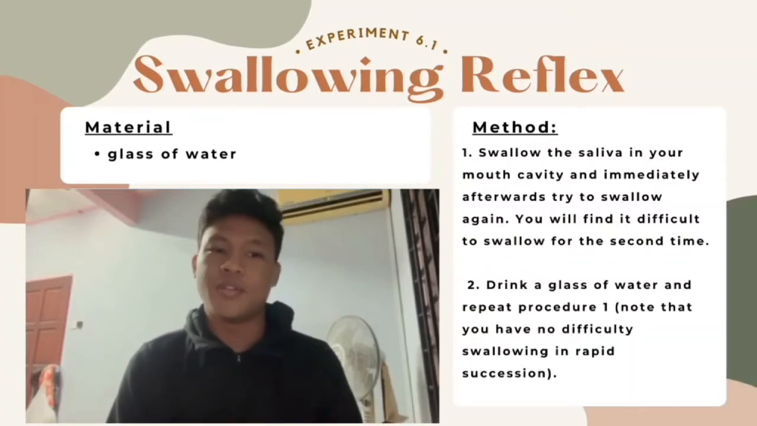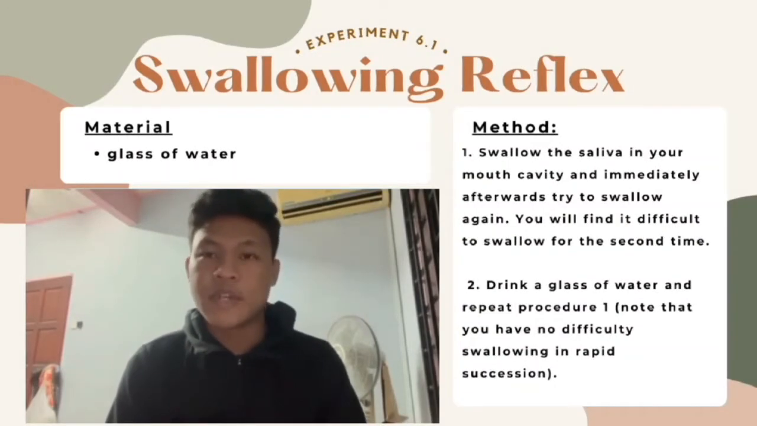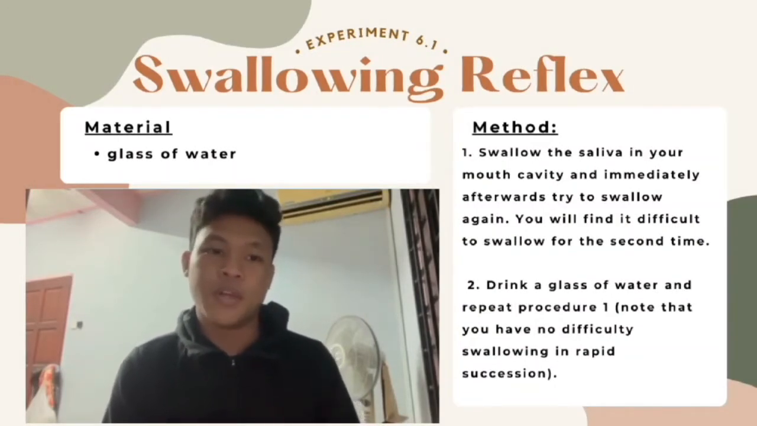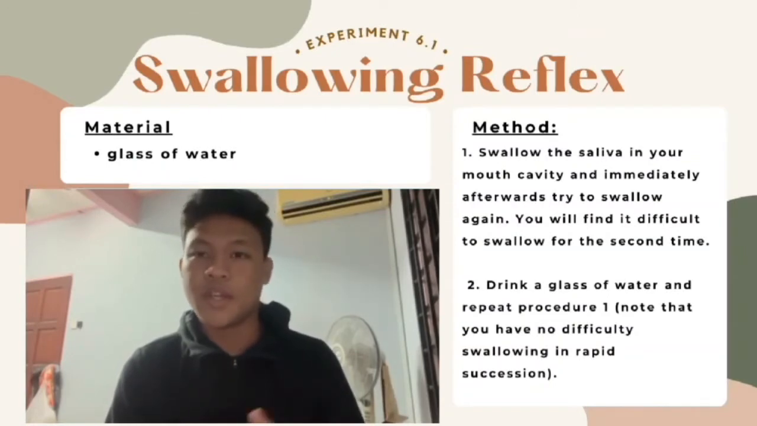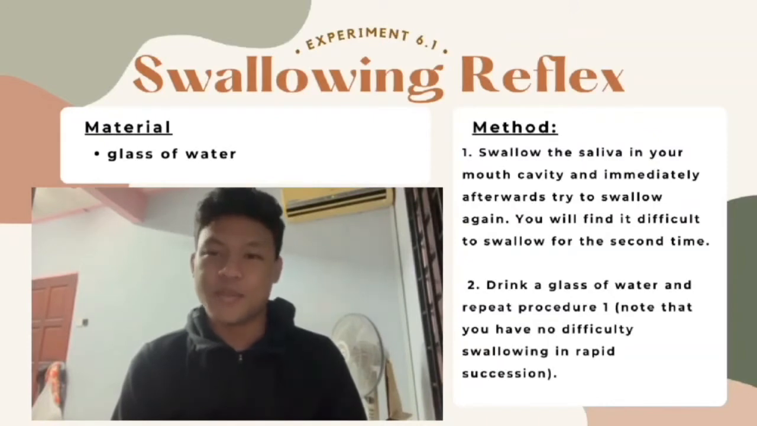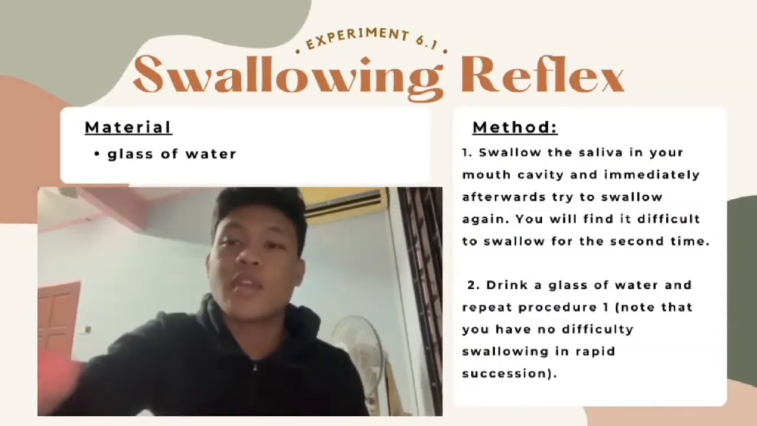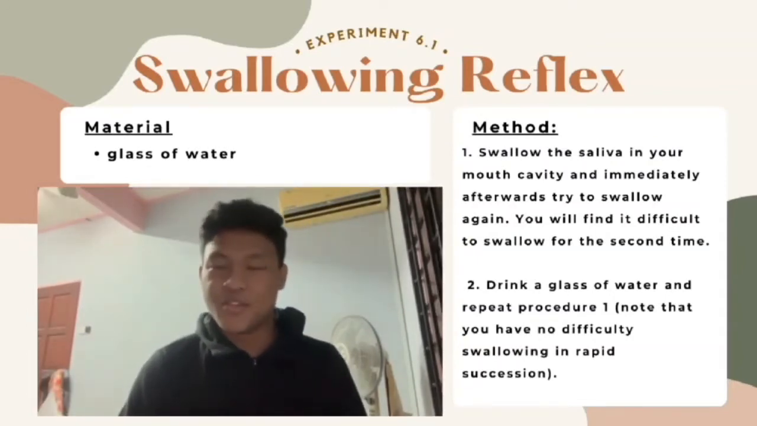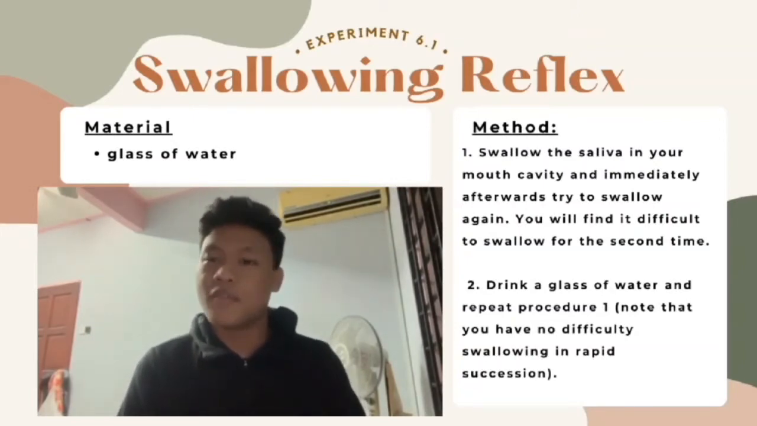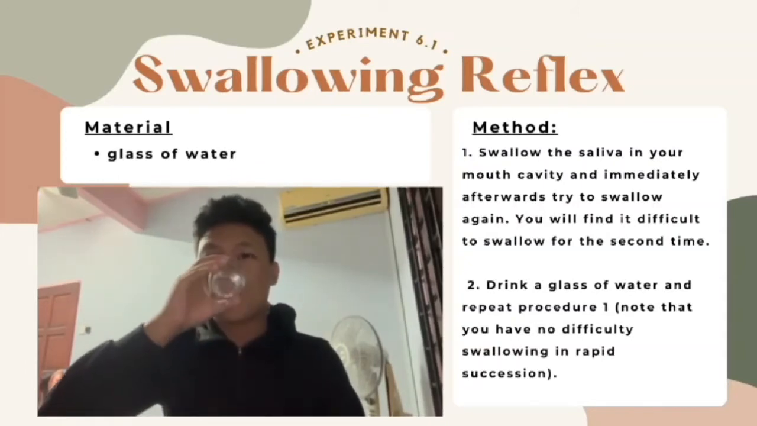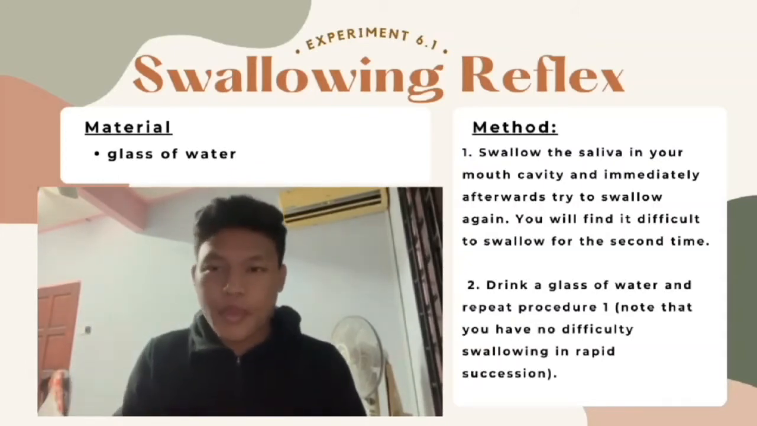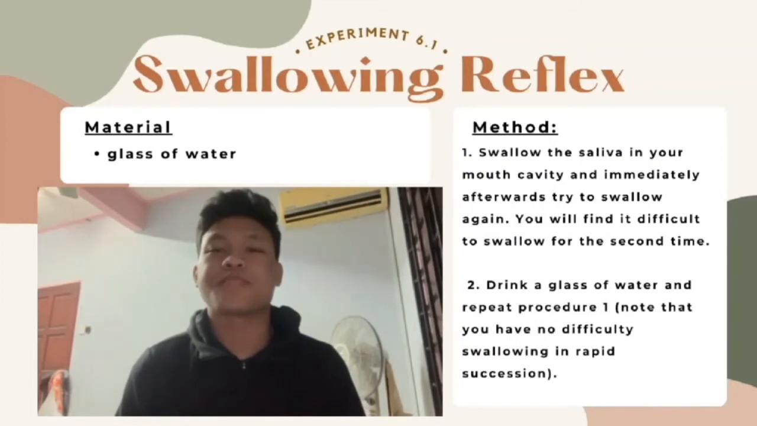Experiment 6.1, swallowing reflex. A glass of water is needed for the material. Meanwhile, for the method, first, we have to swallow the saliva in our mouth cavity and immediately afterwards try to swallow again. You will find it difficult to swallow for the second time. For the next step, we have to drink a glass of water and repeat procedure 1. Note that you have no difficulty swallowing in rapid succession.